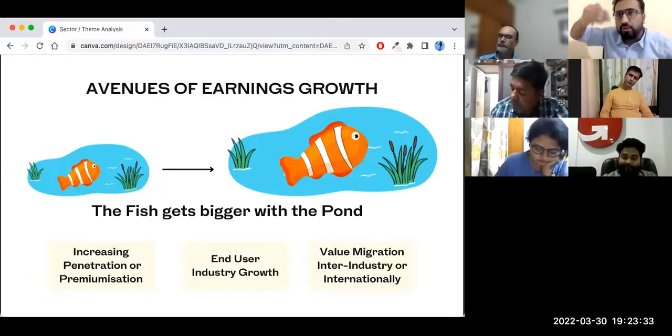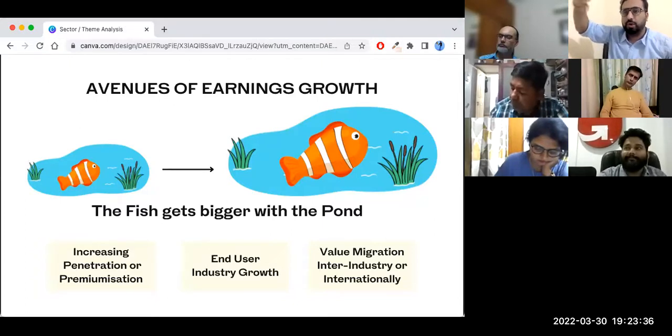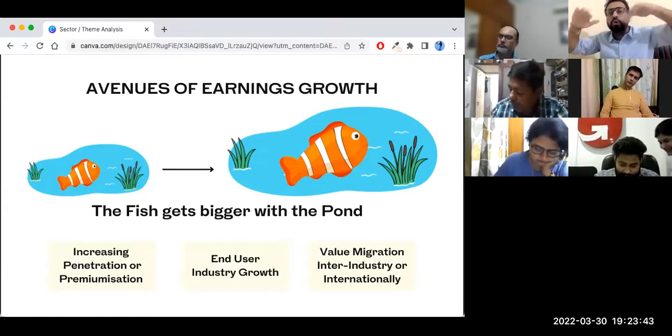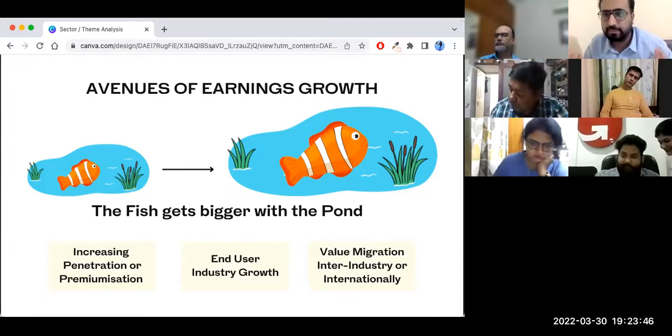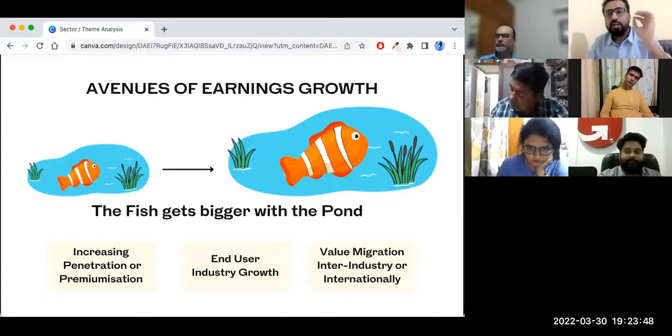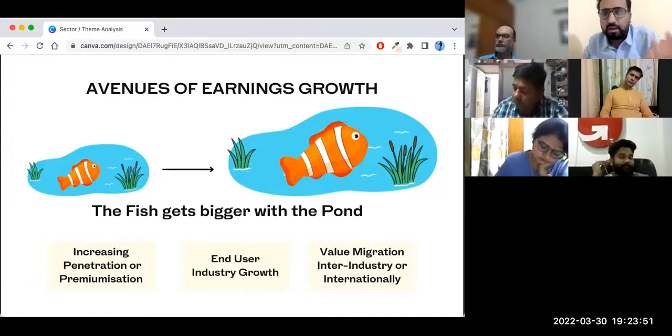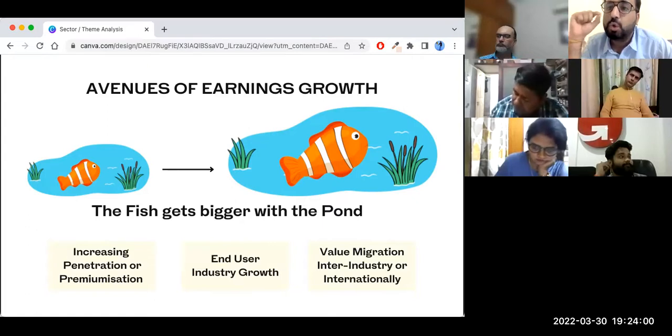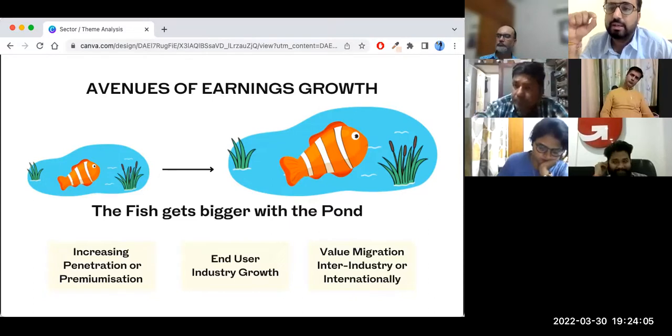Right? Now it is almost close to 95, 98, 99%. So almost in all Indian households, there's no new user getting added into the toothpaste industry, right? So the first very, very simple way of the sector becoming bigger, and with that, the fish becoming bigger, is the penetration in that sector increasing. Which means new users are getting added into that sector every year.